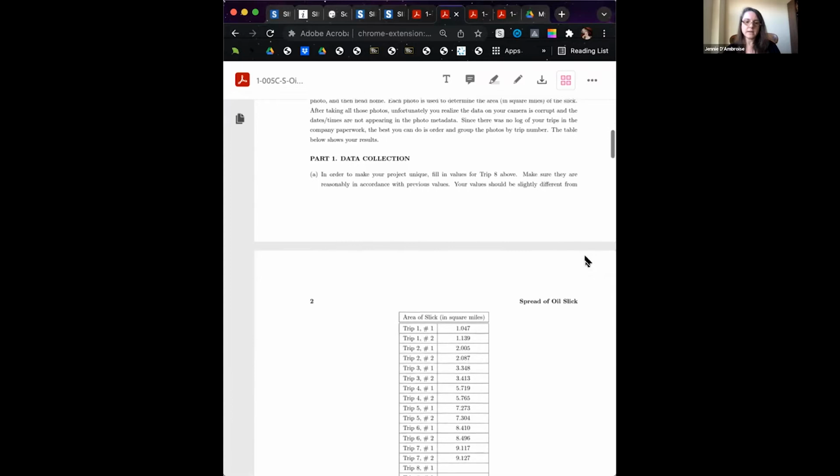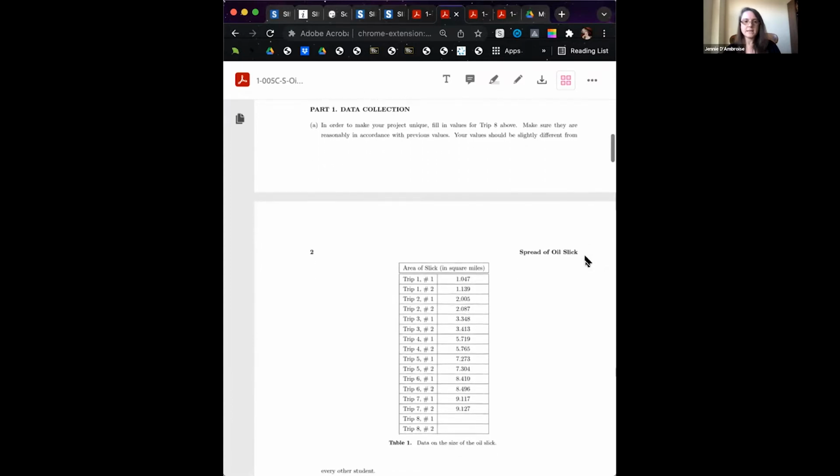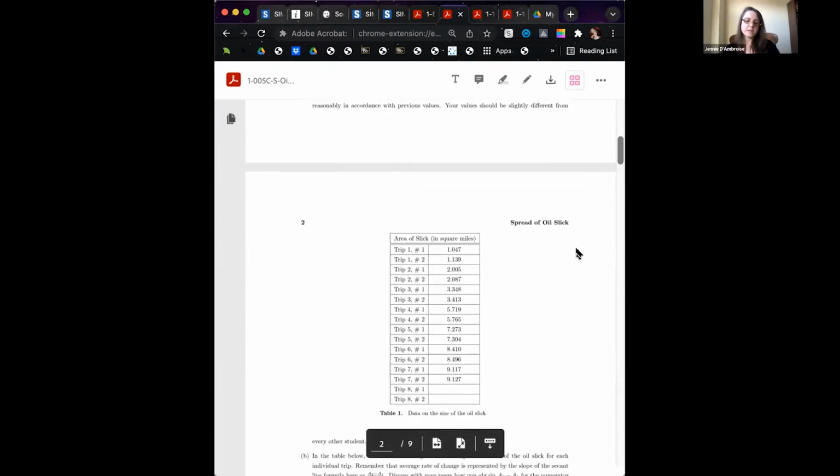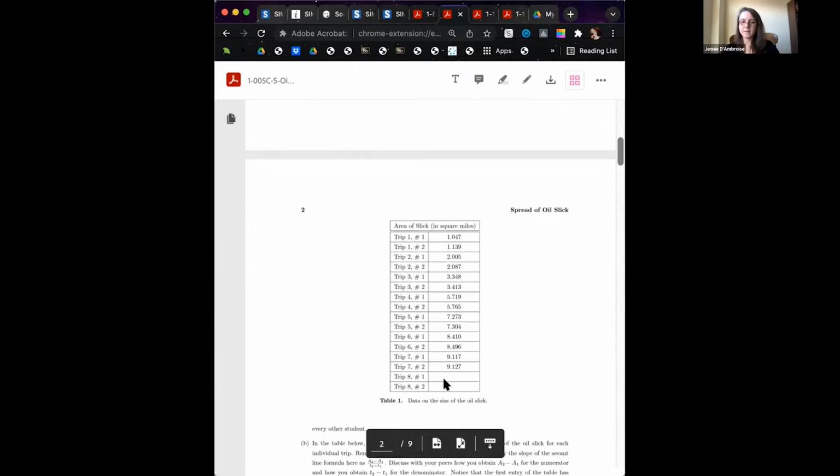As to the data collection part of it, I built a uniqueness factor into the lab, where I basically asked the students to estimate what would happen on trip number 8. And the students just put their own values in there as long as they were roughly in accordance with the previous.